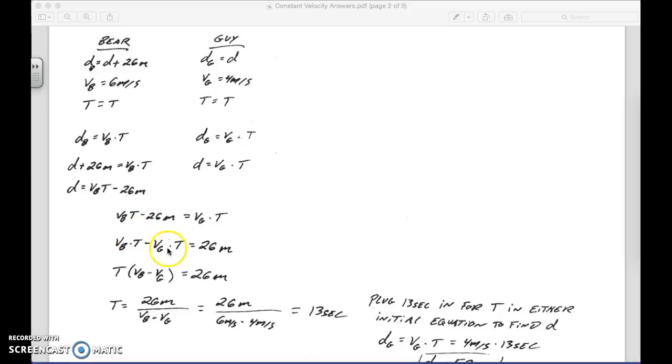I'm going to factor my time out of each of these two terms, leaving me with time and the velocities in parentheses, the VB minus VG, right there. That's going to equal 26 meters. I'm going to divide what's in parentheses over to the right side. That's why it's underneath the 26. And now I can plug in my numbers and solve. 26 meters over 6 minus 4. 6 minus 4 is 2, so 26 divided by 2 gives me 13 seconds.